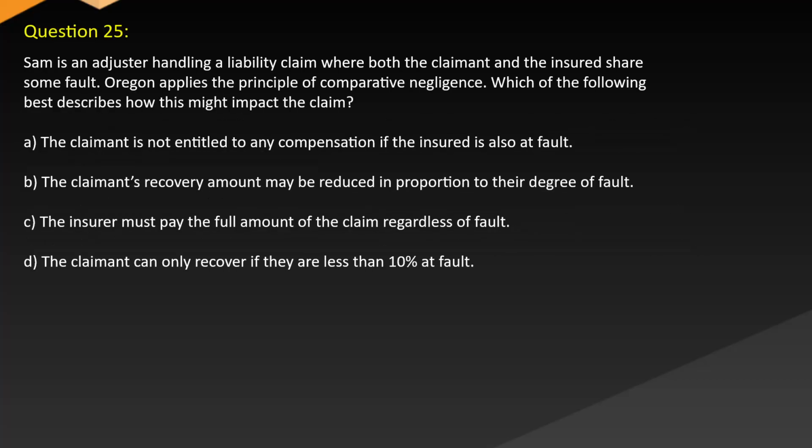Question 25. Sam is an adjuster handling a liability claim where both the claimant and the insured share some fault. Oregon applies the principle of comparative negligence. Which of the following best describes how this might impact the claim? A. The claimant is not entitled to any compensation if the insured is also at fault. B. The claimant's recovery amount may be reduced in proportion to their degree of fault. C. The insurer must pay the full amount of the claim regardless of fault. D. The claimant can only recover if they are less than 10% at fault.